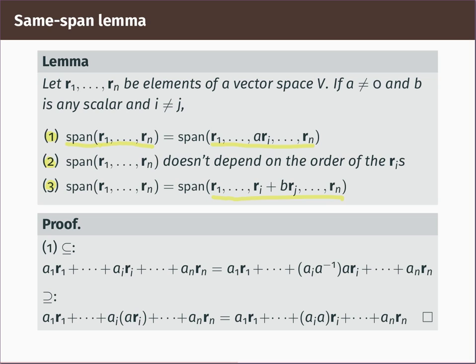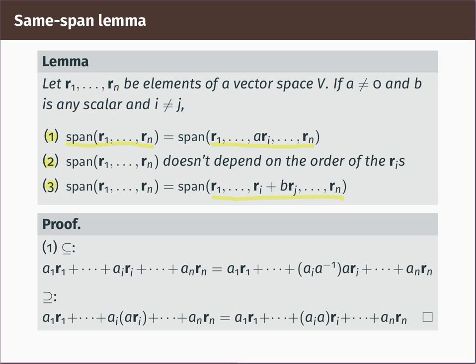I think part 2 of this lemma is quite clear, because in any vector space, vector addition is commutative and associative. So if you have a sum of any number of vectors, you can reorder that sum in any way you like without changing its value. And that tells you that the span of R1 up to Rn doesn't depend on the order of the Ri's, because the two spans will have exactly the same elements.